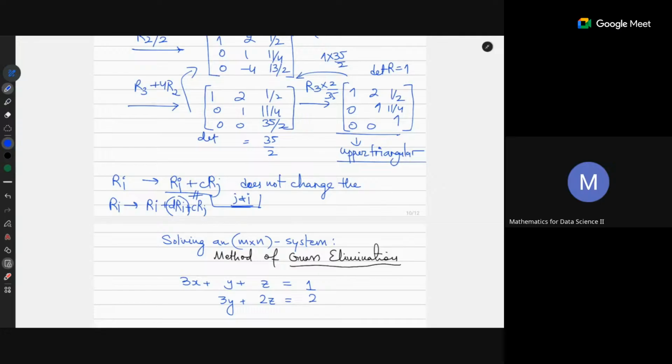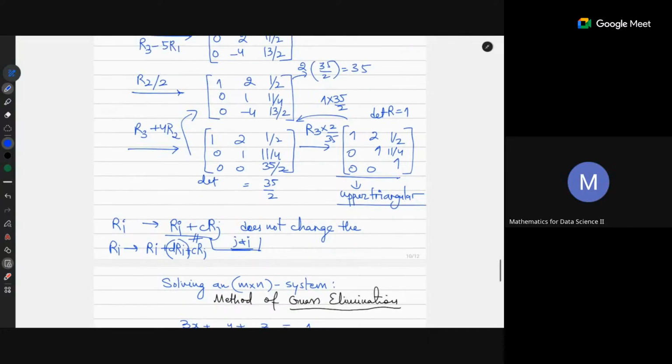Sir, please discuss an example of Gauss elimination method. Yeah, I will come to that. Let me complete with this.